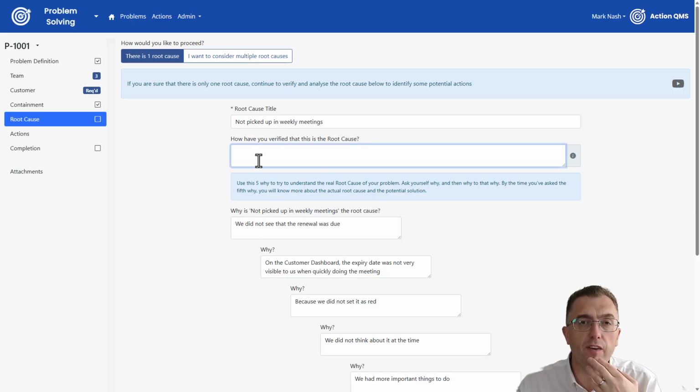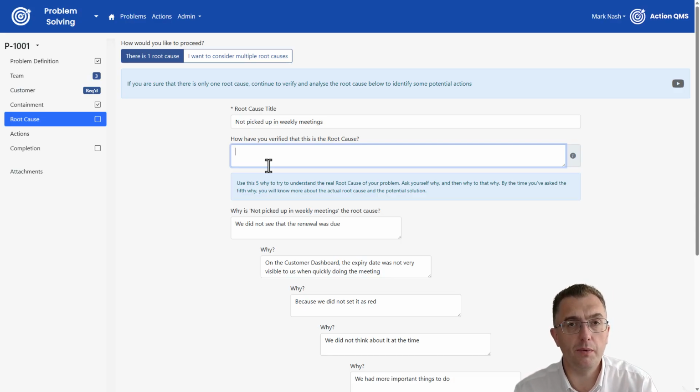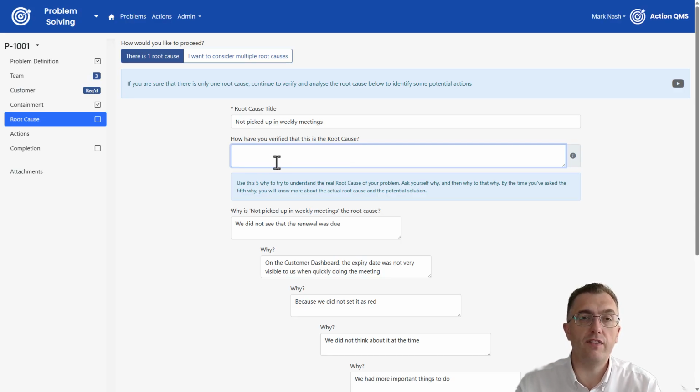How have you verified that this is the root cause? Now, it's plain to see in front of our faces. However, if you've developed a product and there's an issue with a part and you've got this potential, this is why we think it's the root cause, you can do more testing to work that out. And this is where you'd put the details of those tests.